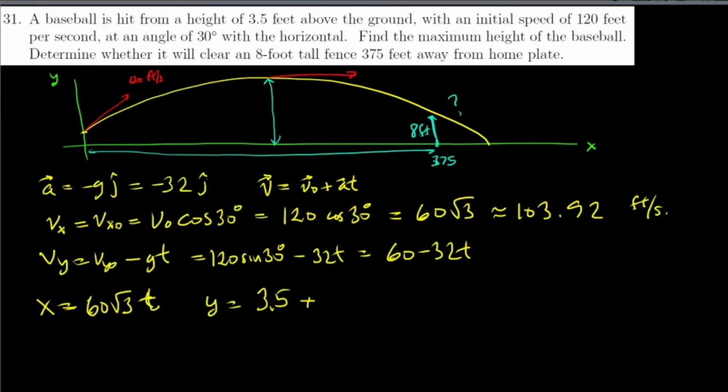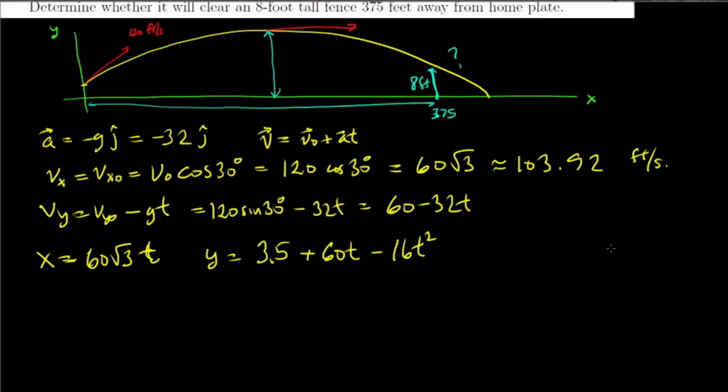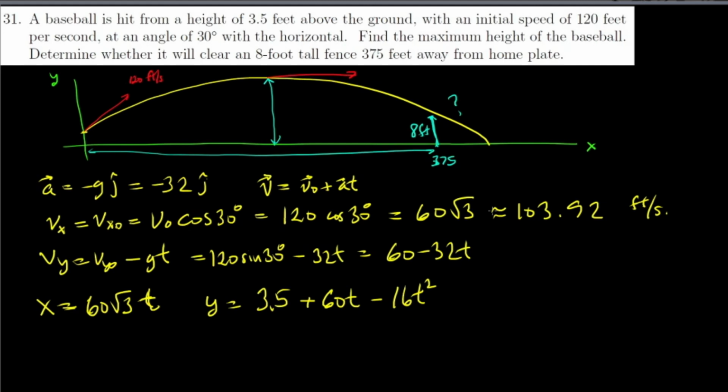Oh, I know why I'm getting confused. I'm not integrating correctly here. Yeah, so V0y times t. V0y is just the 60. So 60 times t minus 1/2 gt squared. So that's minus the 16t squared. Okay, so I think that's right. When you integrate this, you get 60t minus 16t squared. Good enough.